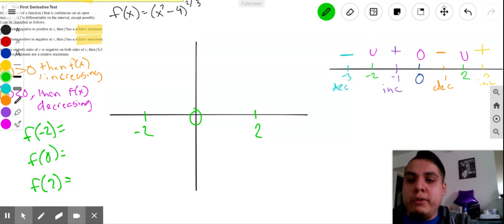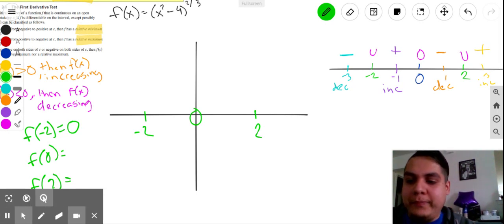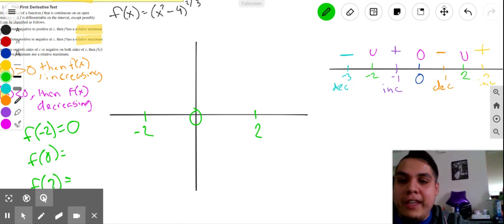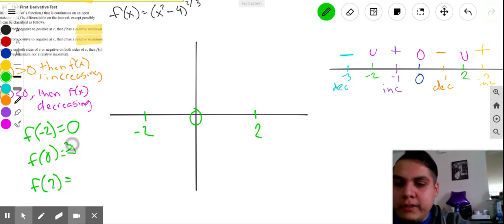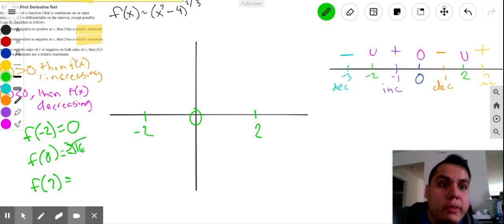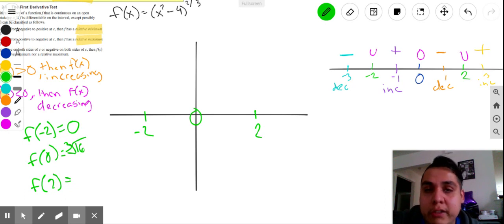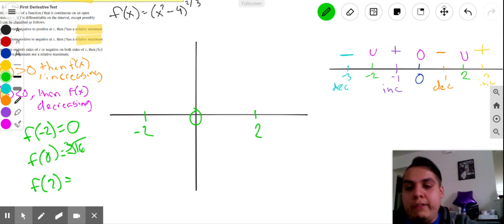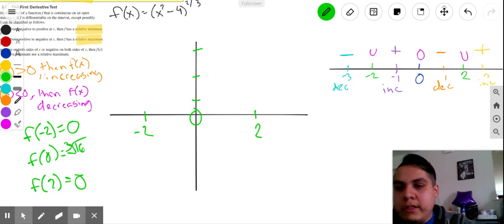If you do that real quick, you should realize that you get 0, you get 4, pause. Sorry, I paused the video to check my math. You actually get the cube root of 16, which is somewhere between 2 and 3, because 16 is between 8 and 27, the two perfect cubes there. And if you plug in a 2, you get 0. So if I make these into coordinate points, you get negative 2 comma 0, you get 2 comma 0, and you get 0 comma cube root of 16.